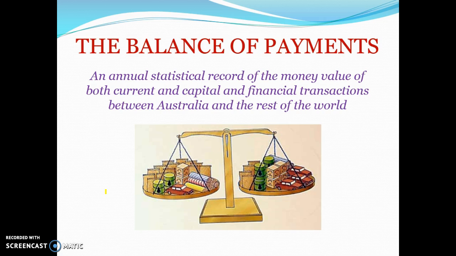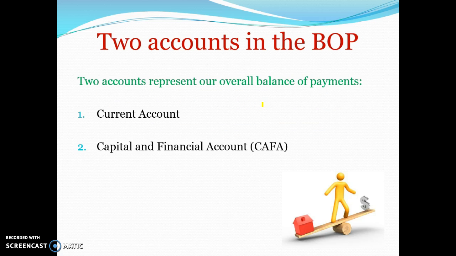But the balance of payments is an annual statistical record, so it's recorded every single year, of the money coming in and out of the country. It records both current and capital and financial transactions. So we're going to learn what is included within the different accounts: the current account and the capital and financial account between Australia and the rest of the world. The two accounts in the balance of payments are the current account, which the next video is all about, and the capital and financial account.